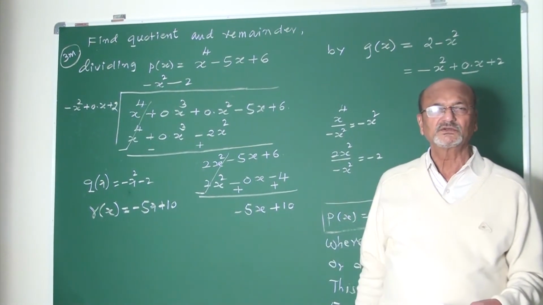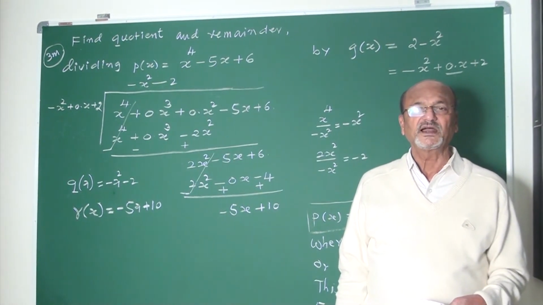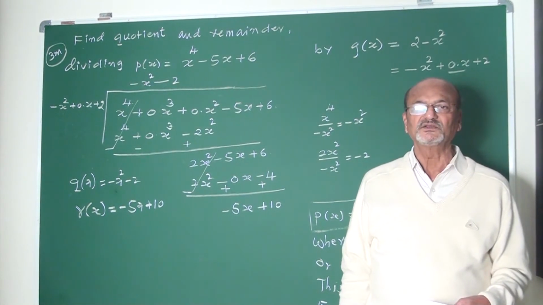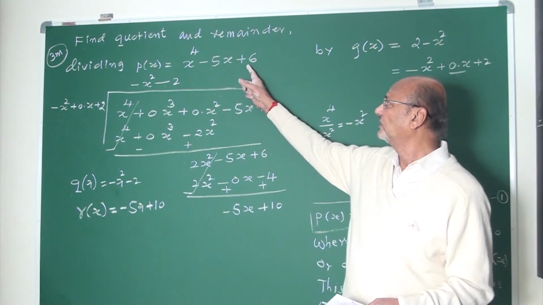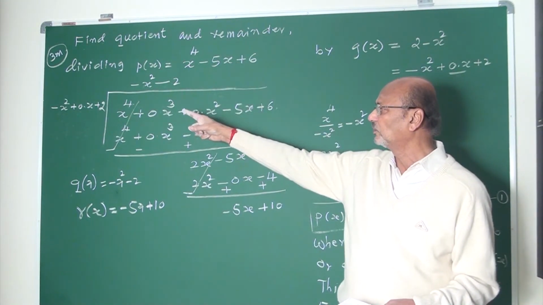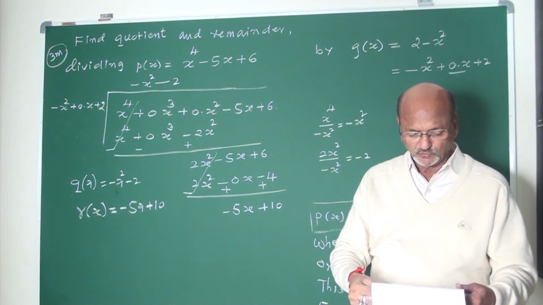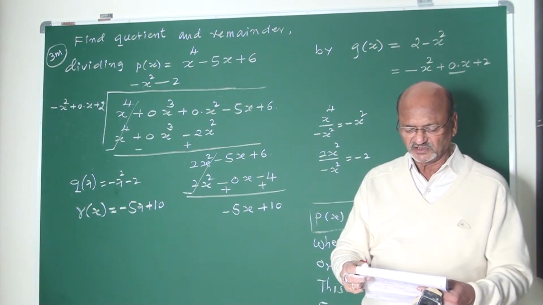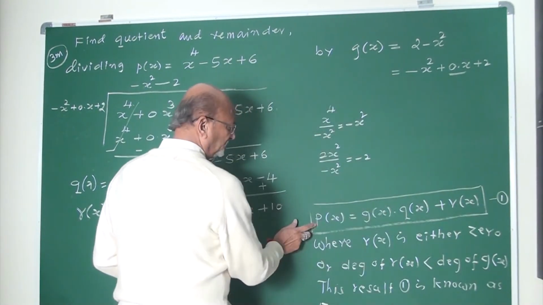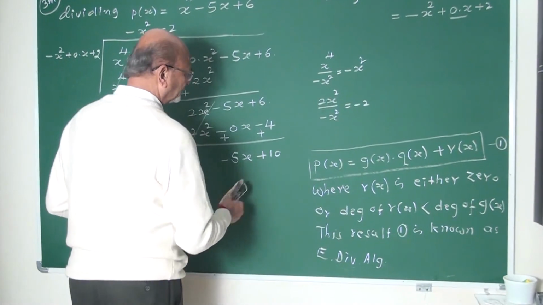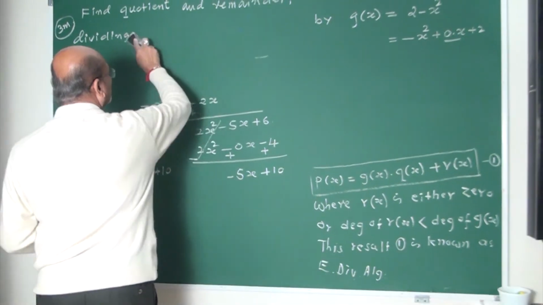This is one type, a straight example. What is that? Find the quotient and remainder when one polynomial is divided by another polynomial. And you know that we have to divide the polynomial of higher degree by a polynomial of lower degree. That you must remember. Yes, my friends. Before doing the next example, I will just explain this is by the division algorithm.